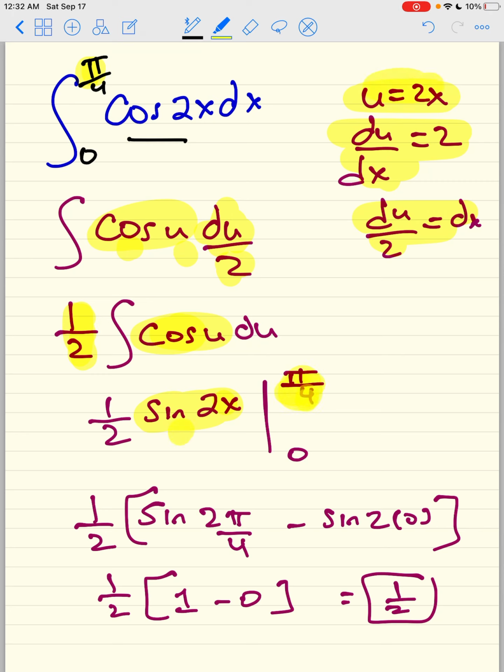Now, this is the part where you have to plug in the pi over 4 and the 0 and know your special angles. 2 pi over 4 reduces to pi over 2. Pi over 2 is 90 degrees. It's like our second finger. Sine of 90 is 1. Sine of 2 times 0 is 0. So 1 minus 0 is 1, times the half on the outside. Your final answer is 1/2.